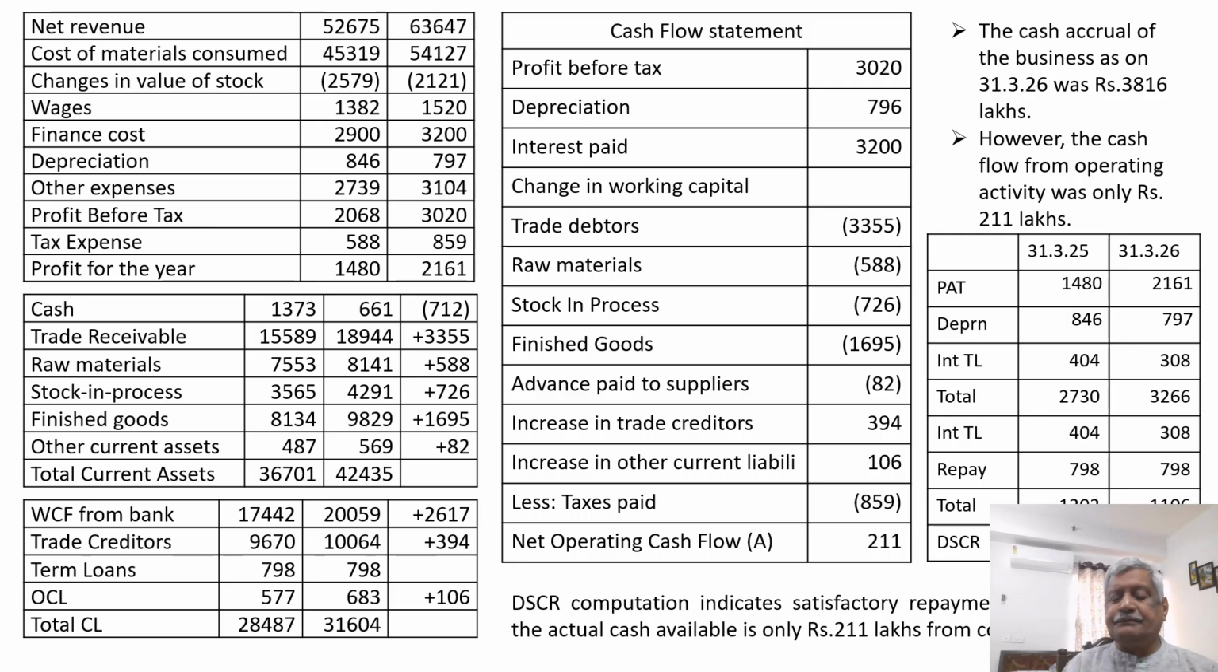So the DSCR computation indicates satisfactory repayment capacity, whereas the actual cash available is only rupees 211 from core activity. Let us now go ahead and complete the cash flow with the inflow and outflow from financing and investing activity.